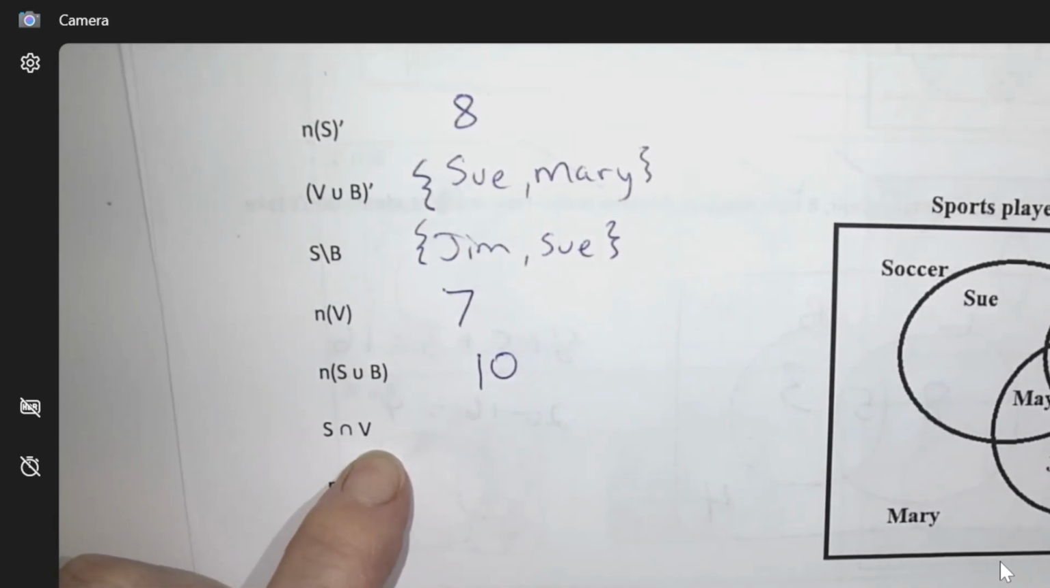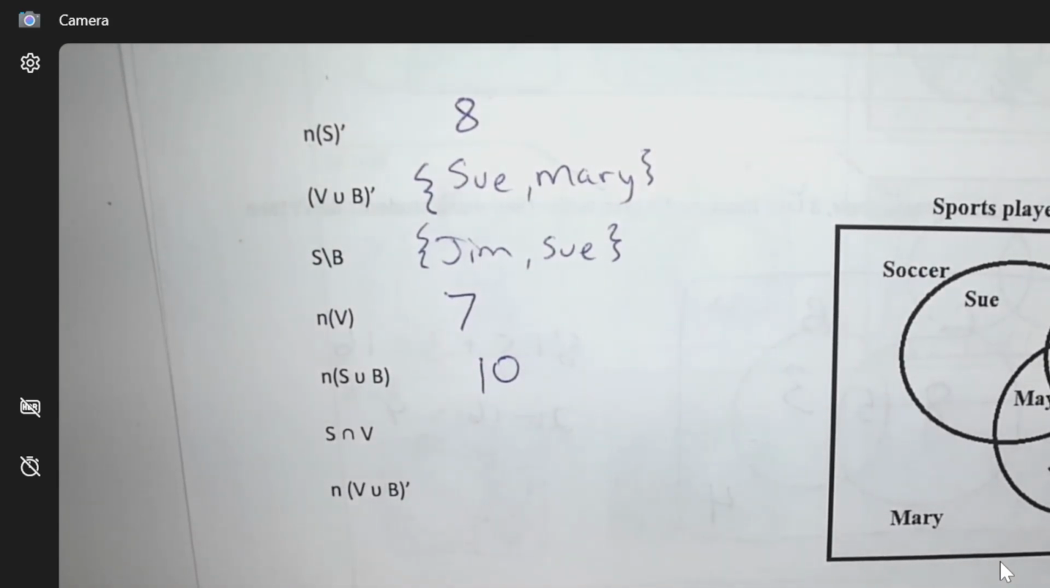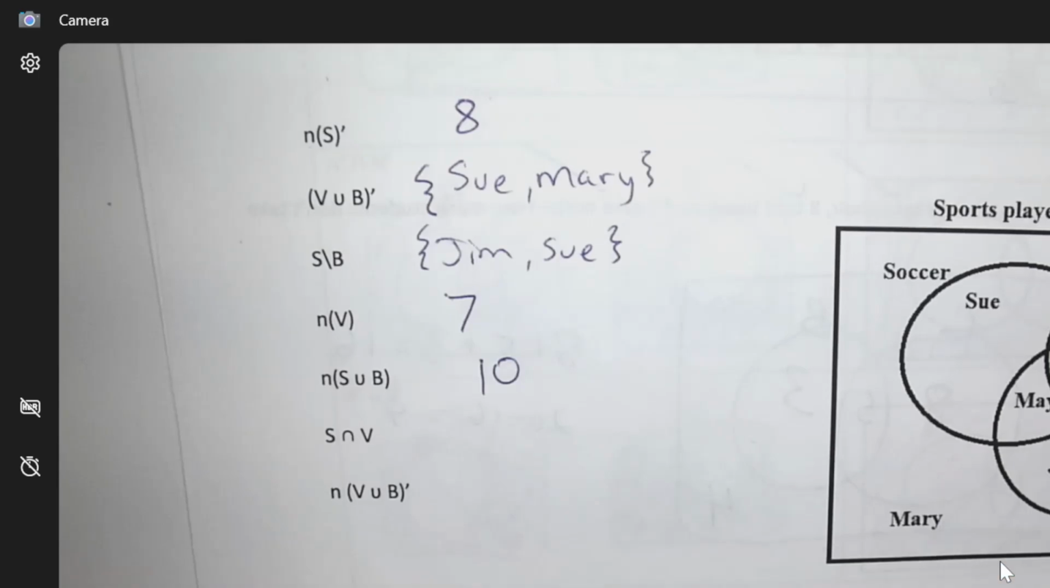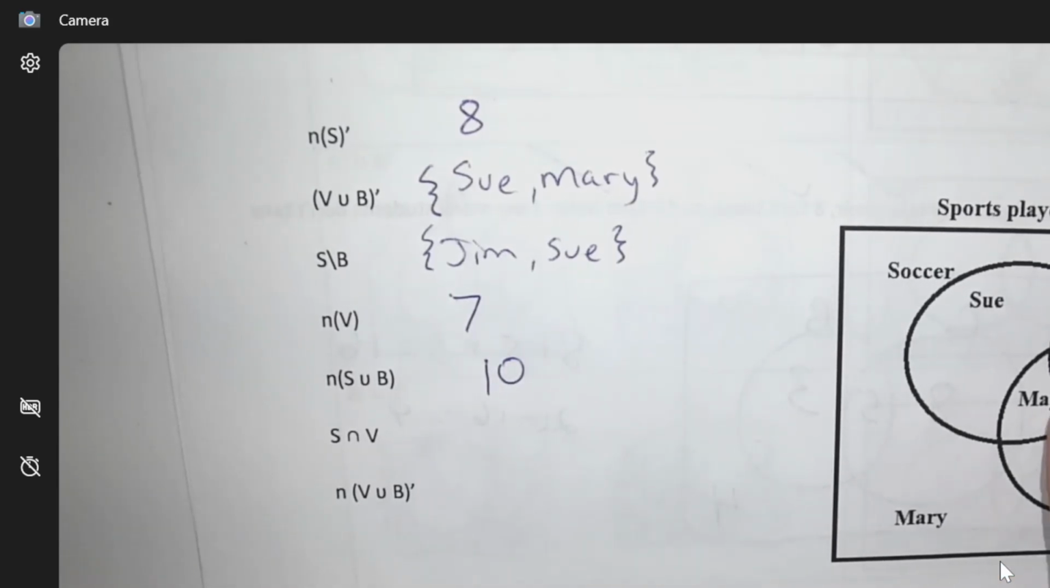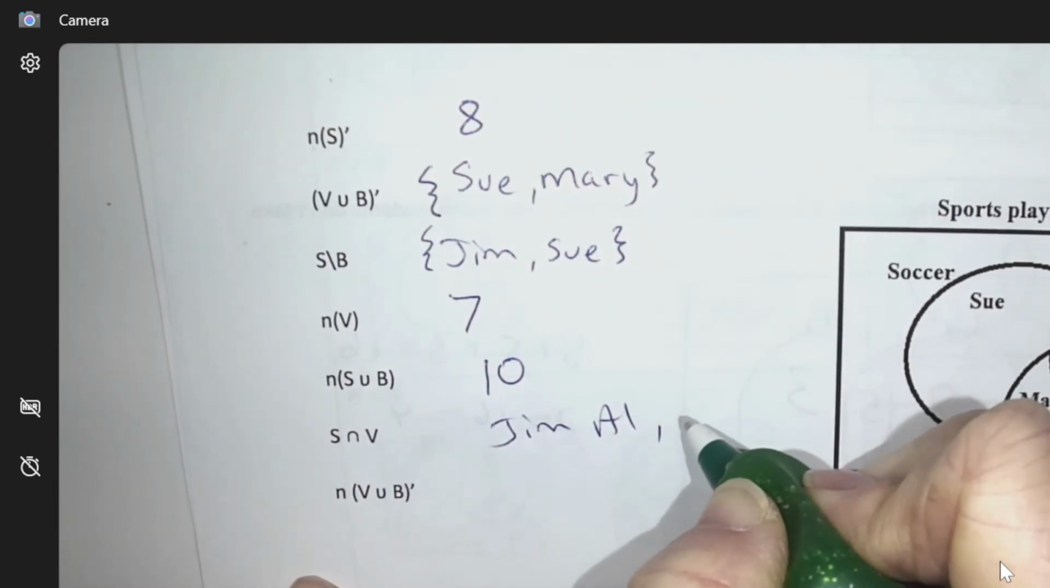Soccer and volleyball. Who is in the soccer and the volleyball? Jim. 3 people. So you have to list their names. Do you see this also overlaps with basketball? And that's okay. Does Al play soccer and volleyball? Yes. He plays soccer and volleyball and basketball, but that's okay, because I just need you to play soccer and volleyball. So Jim, Al, and Tara.